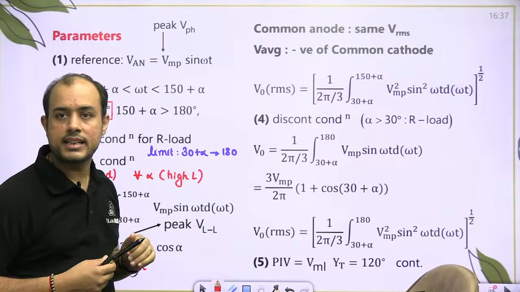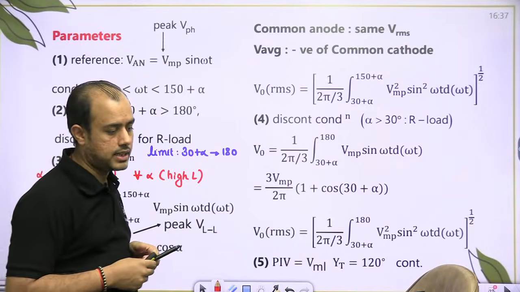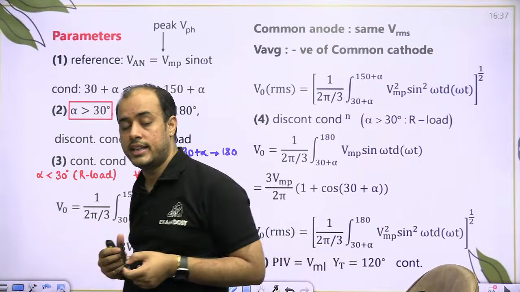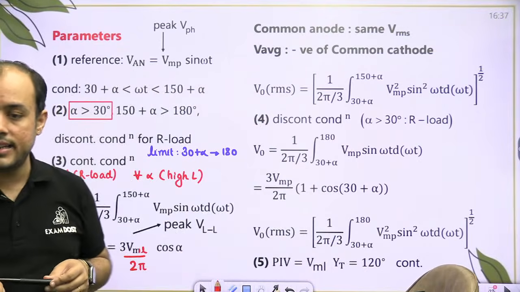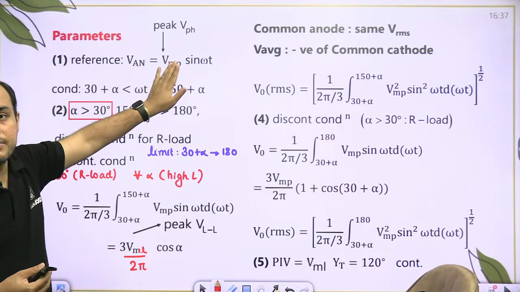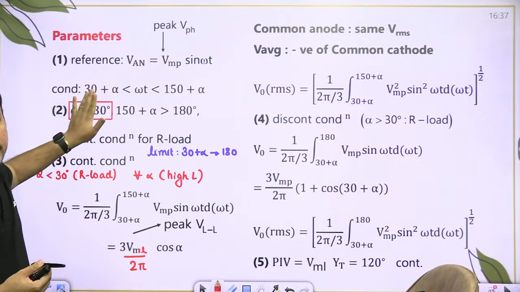In a half wave rectifier also beta, this is my reference. It is maximum at 90. It is a 3 pulse converter. 3 pulse माने pulse width is 120. Pulse width is 360 by 3, 120. So now 90 minus 120 by 2, 30 degree.